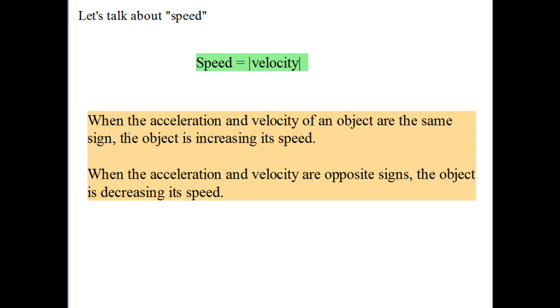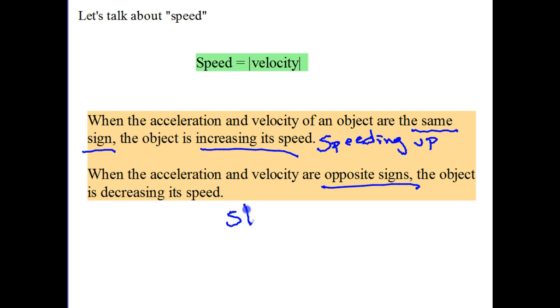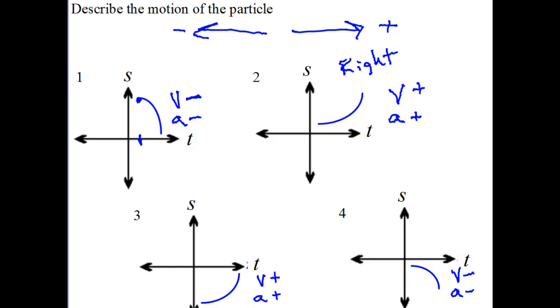So this is the important part. When acceleration and velocity are in the same direction or they have the same sign, we are increasing speed, or we say we are speeding up. When they are opposite signs, then we are decreasing our speed or we're slowing down. Okay, so in all these examples that we just had, we were speeding up because we're the same sign.